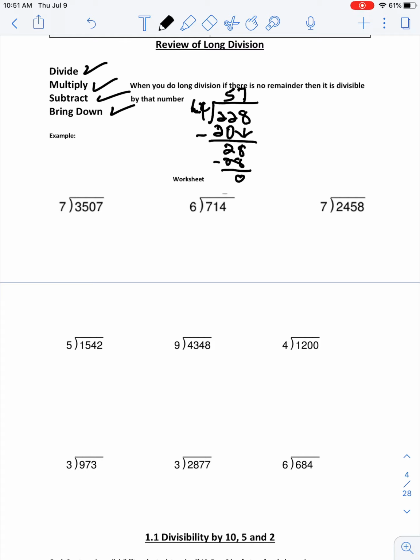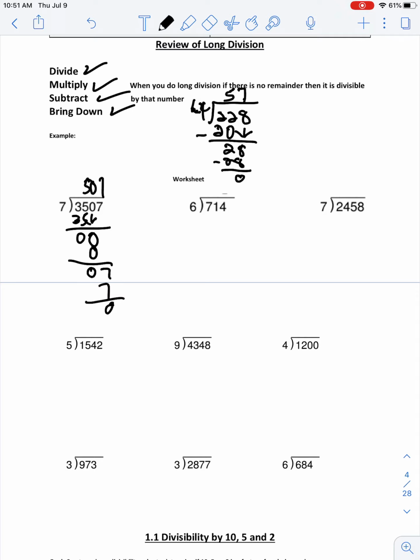Pause the video now. Okay, so in this first example that you have already tried and done, we're dividing 7 into 3,507. So 7 goes into 35 5 times for 35. I subtract, I get 0, and I bring down 0. 7 goes into 0 0 times, 0, bring down the 7. 7 goes into 7 one time, and I get no remainder.